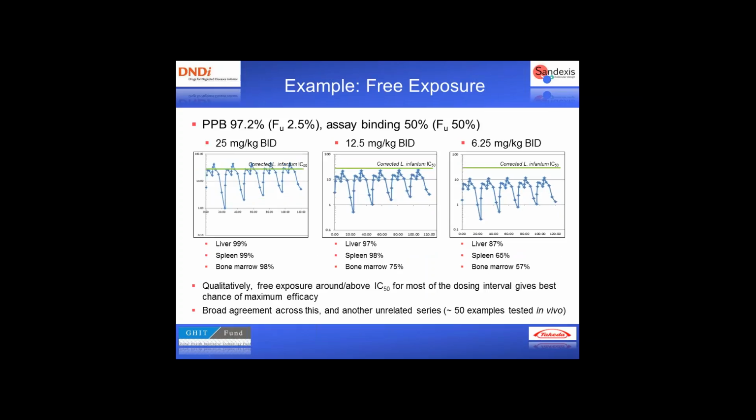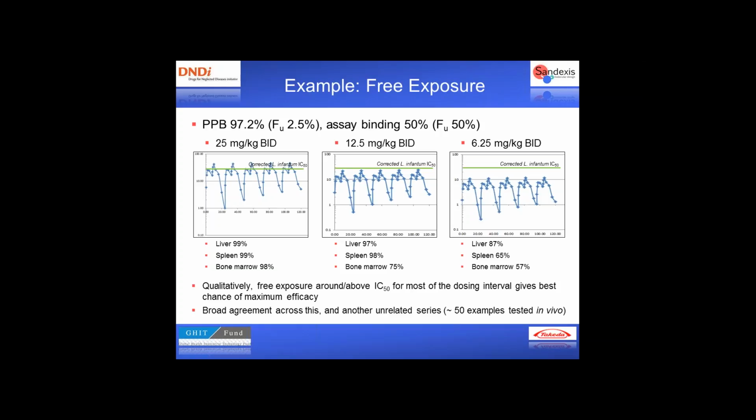An alternative way to look at it then is to look at actually, well, what are the free drug levels? So what happens when we correct our total plasma levels for plasma protein binding, and then we correct the IC50 for assay binding, because this compound's around 50% bound in the assay. And we see quite a different picture. So at 25 mg per kg, we see exposure within a couple of fold of the IC50, again for the majority of the dosing period, probably for 16 out of each 24-hour period, we're within about 2-fold of the IC50.